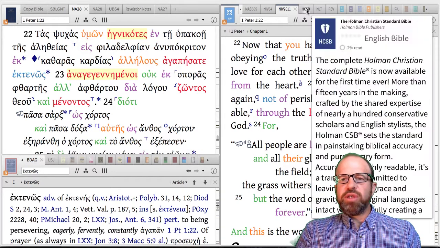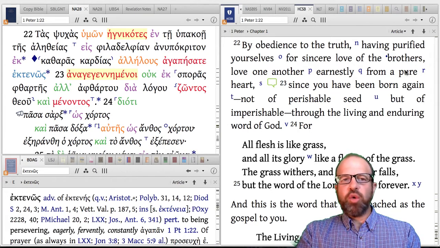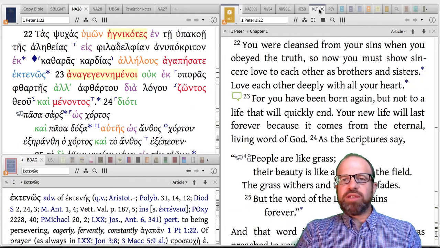If we go to the Holman Christian Bible, we see that there's a different word order altogether. By obedience to the truth. And then you have having purified yourselves for sincere love of the brothers. Love one another earnestly from a pure heart. Now we're going to see that there's a textual variant here for this word for clean or pure. We will discuss that a little bit.